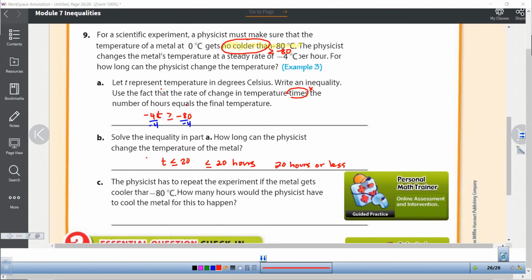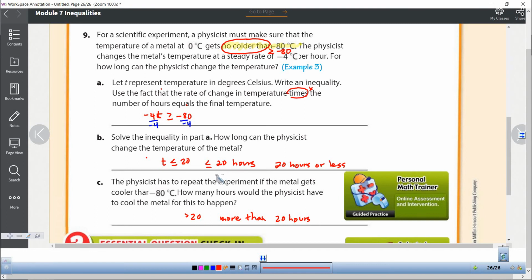All right, the physicist has to repeat the experiment if the metal gets cooler than negative 80. How many hours would he have to cool the metal for this to happen? All right, so if it goes less than negative 80, he has to repeat the experiment. So if less than or equal to 20 is okay, greater than 20 or more than 20 hours is not okay. So anything more than 20 hours.